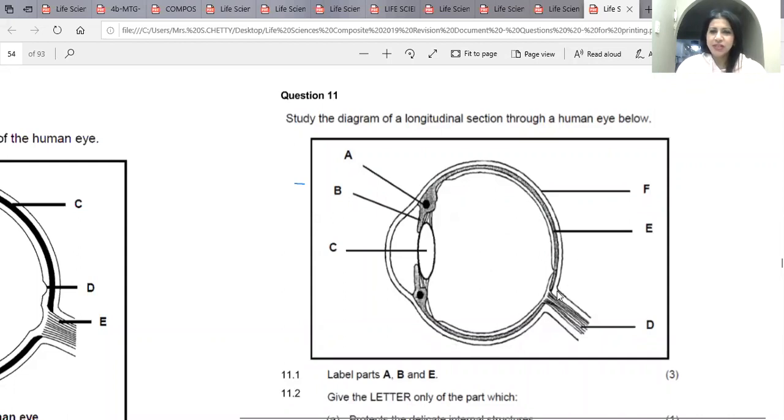Let's look at question 11 here from your white booklet. I'm sure everybody should be in possession of these booklets. They were given by the government. So label parts A, B, and E.